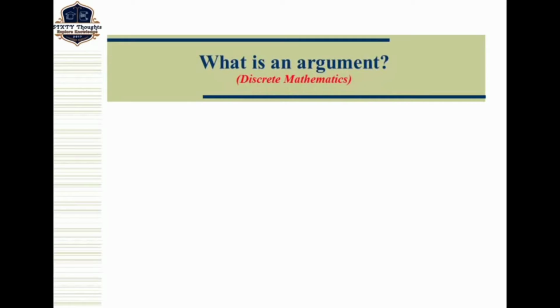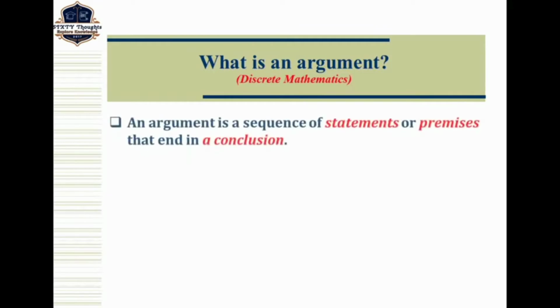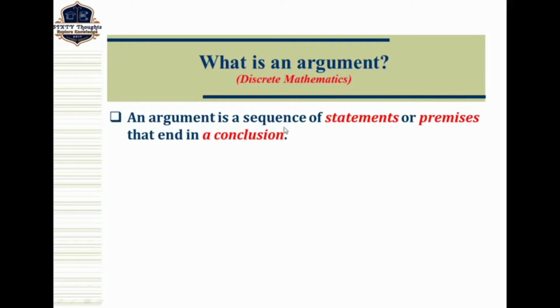Hello students, today we are going to discuss one of the interesting topics: what is an argument in discrete mathematics. Okay, so let us consider the mathematical definition in discrete mathematics. An argument is a sequence of statements or premises that ends in a conclusion, which is nothing but, let us consider a list of statements or a list of premises from which a conclusion follows, then it is called an argument in discrete mathematics.